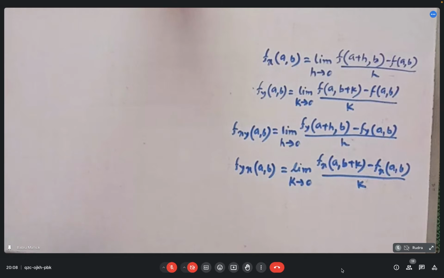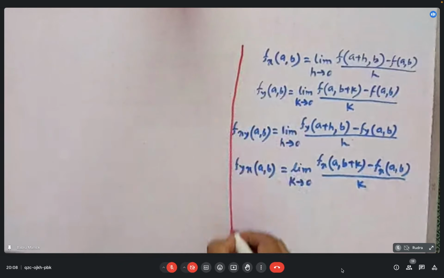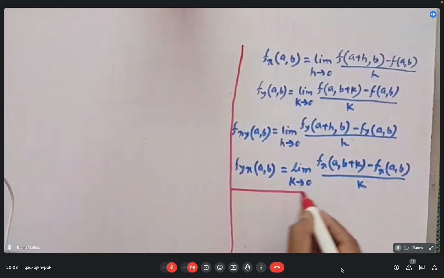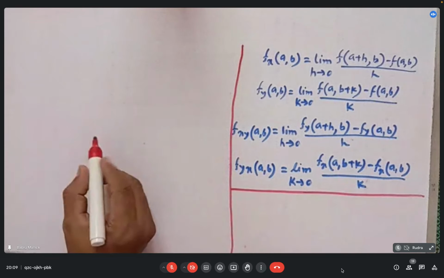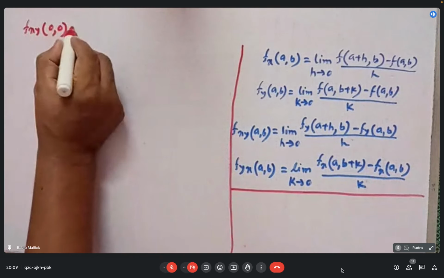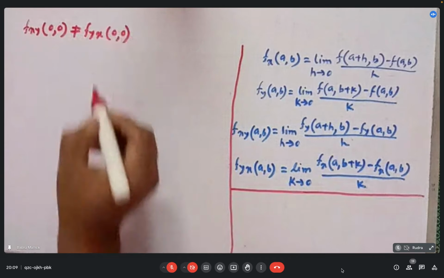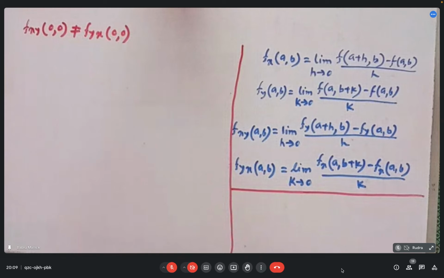Question লেখো। Heading দাও, so that for the following functions, fxy at 0 0 is not equal to fyx at 0 0. I shall do here 2 problems. We shall show that these mixed derivatives are not equal.